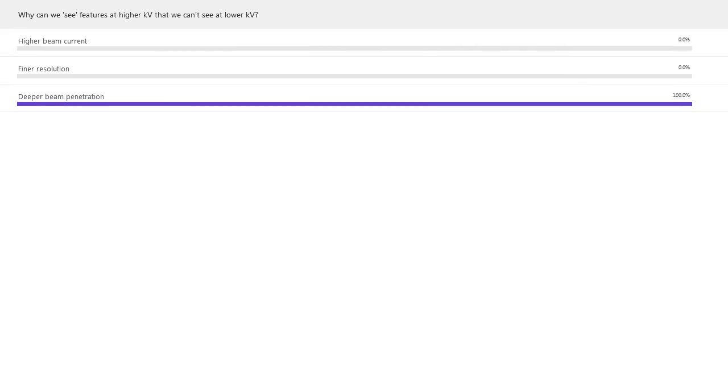Excellent. Glad to see that everybody was paying attention. We can see things at higher kV because our electron beam penetrates more deeply into the material, and we're able to get the electron information as well as the X-ray detection below the surface of the material to understand the internal morphology as well.